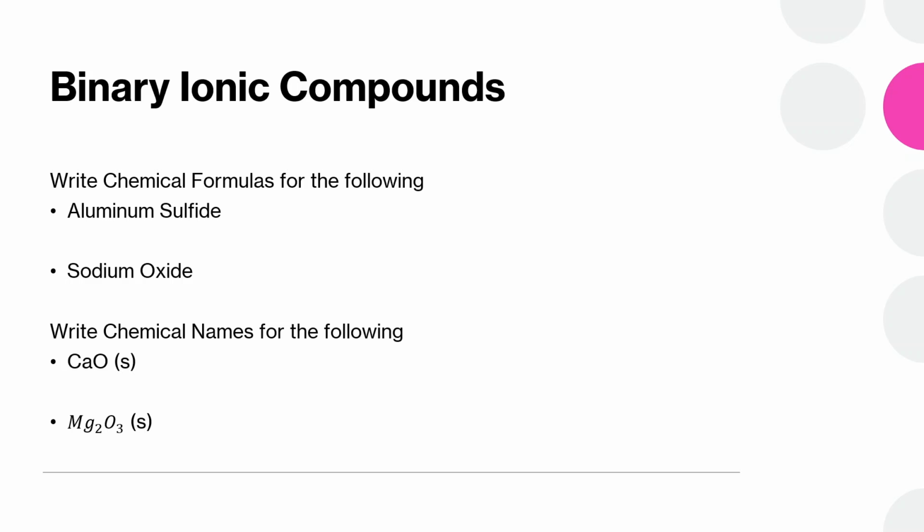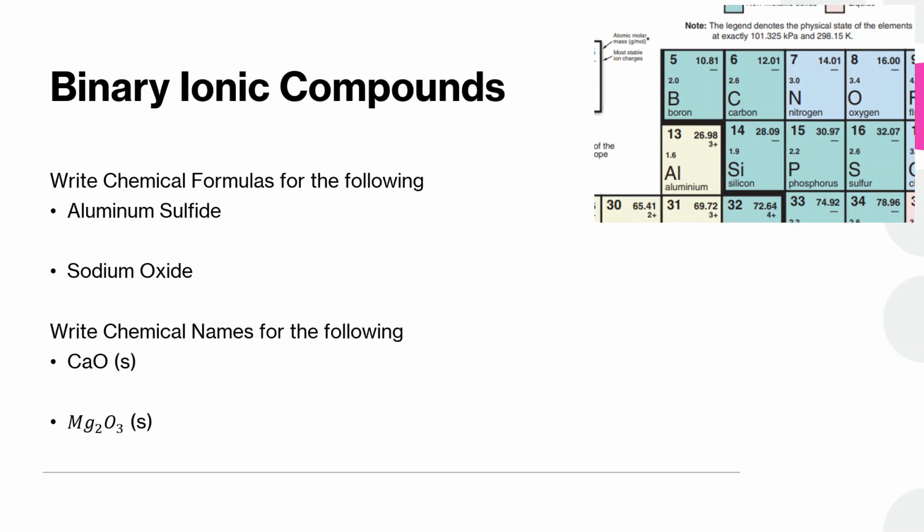The first thing we're going to do is go over how to write chemical formulas for the following. So, aluminum sulfide. If I'm going to write a chemical formula for this, I would first pull out my periodic table and look up these elements on the periodic table.